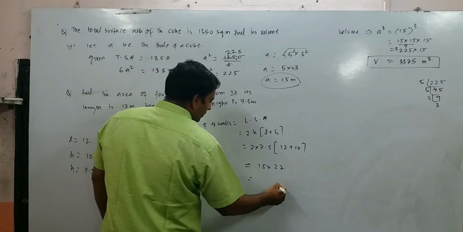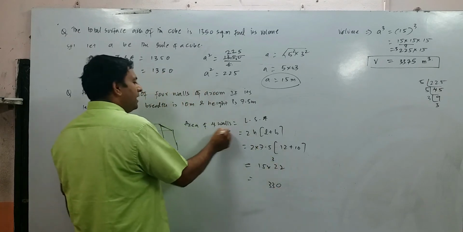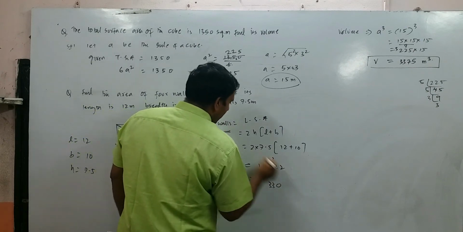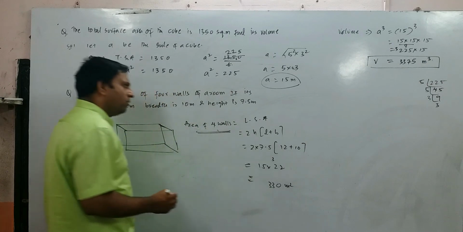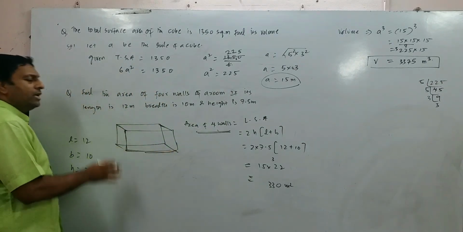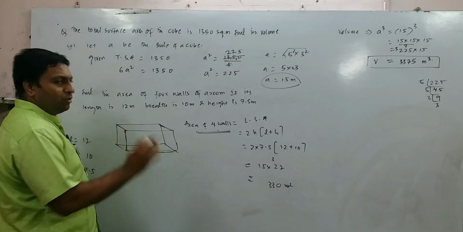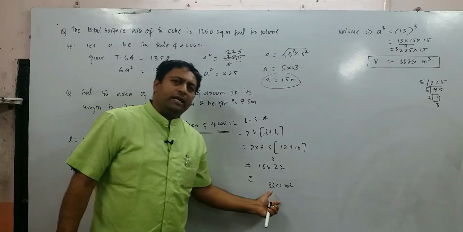15 2s are 30, 0. 3 carry, 15 2s are 30 plus 3, 33. 330 is the area of four walls. Means area means it is meter square. Now here one thing you have to note down, that we are going to find the areas of the four walls, assuming that the four walls have no windows and no doors. We are assuming that and we are doing. So the area will be equal to 330 meter square.